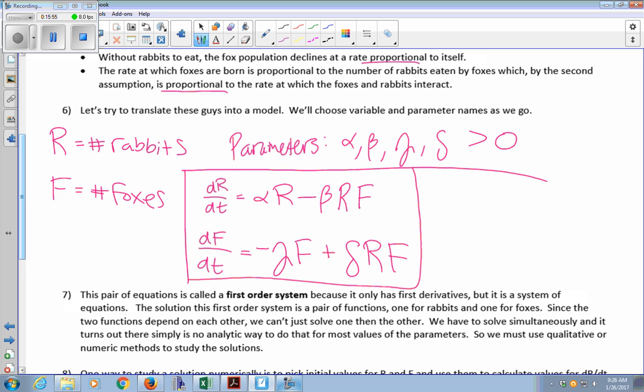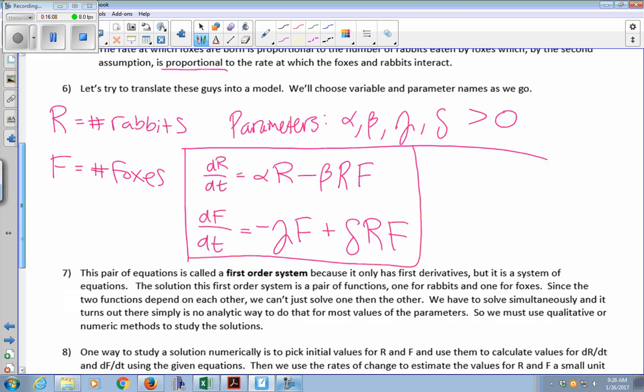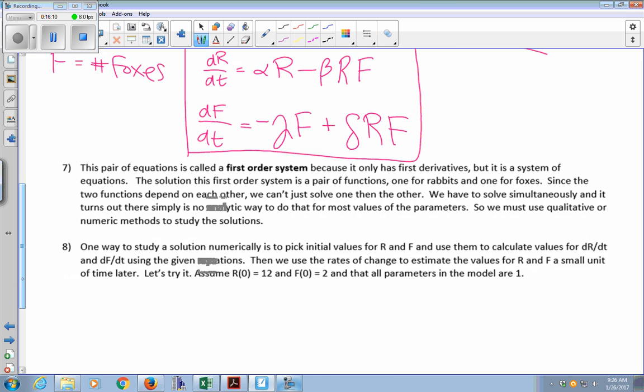Okay, so because they interact, we have to write those two models together. Those equations go together, and we call that a first order system. It's first order because it only has first derivatives in it, and it's a system because there are two of them. So the solution to this first order system is a pair of functions, one for rabbits, one for foxes. And since the two functions depend on each other, you can't just solve one and then solve the other. You have to solve them simultaneously.